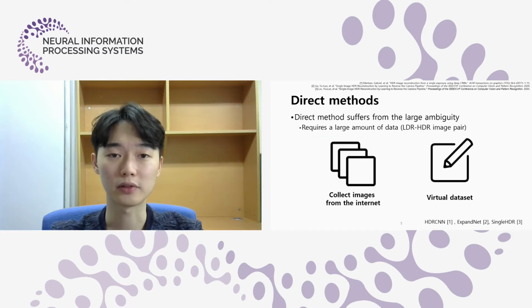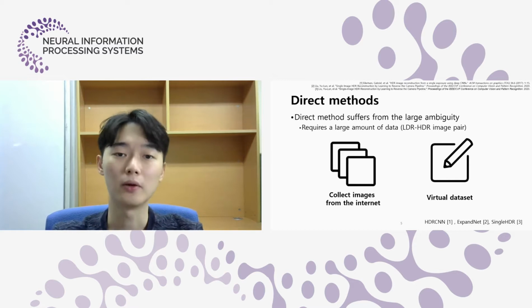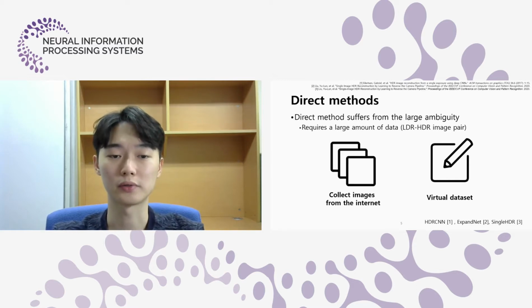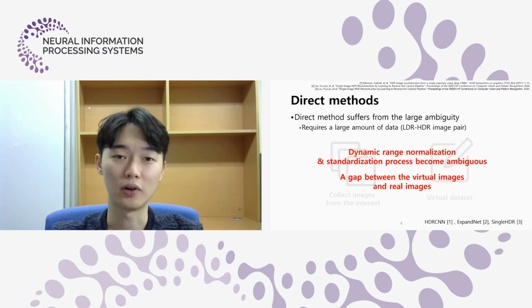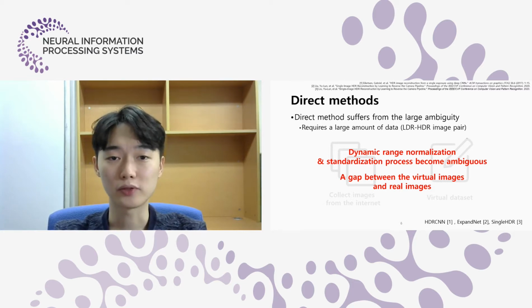To compensate for the dataset quantity challenge, recent approaches utilized images crawled and collected from the internet, or virtually constructed images. However, as the collected images have diverse dynamic range, the range normalization and standardization process become ambiguous. Moreover, the gap between the virtual images and the real images might result in the network being trained in the wrong direction.